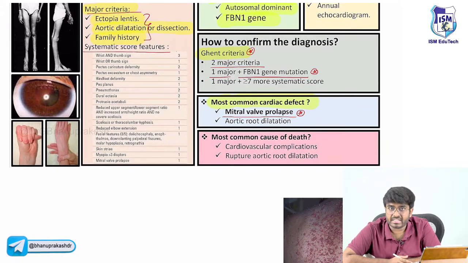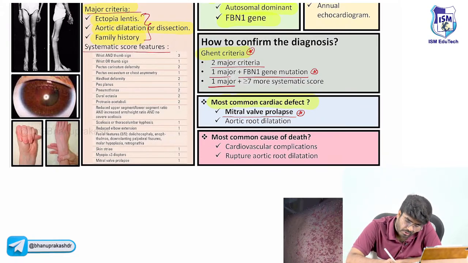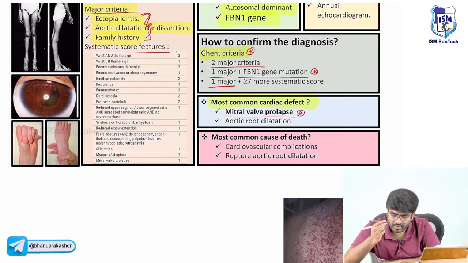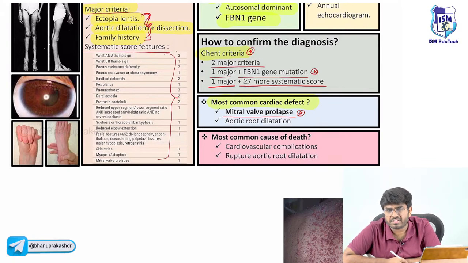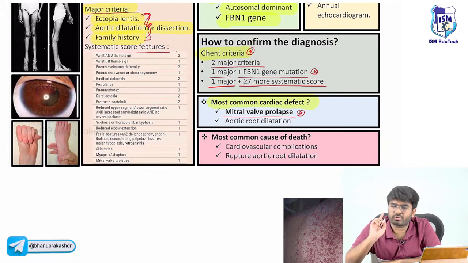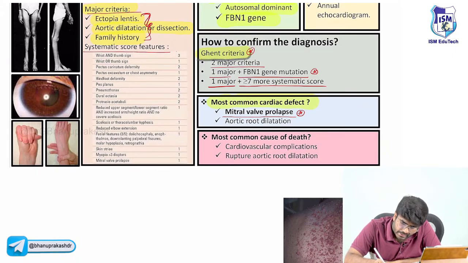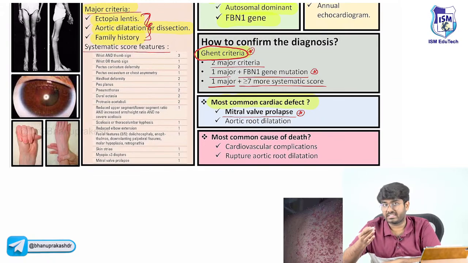Or at least one major criterion out of these three, or a systemic score greater than 7. What is this systemic score? No need to go into that much detail. For those going for the NEET PG exams, they should know only this: Ghent criteria is used for the diagnosis of Marfan syndrome. Modified, revised Ghent criteria.